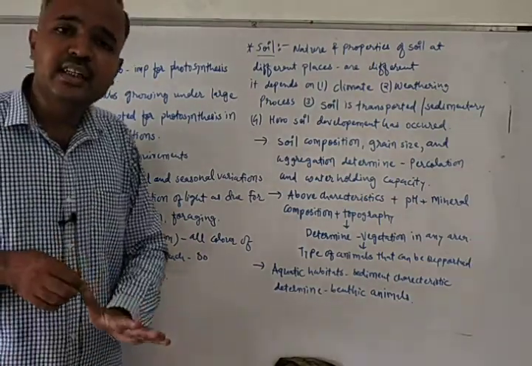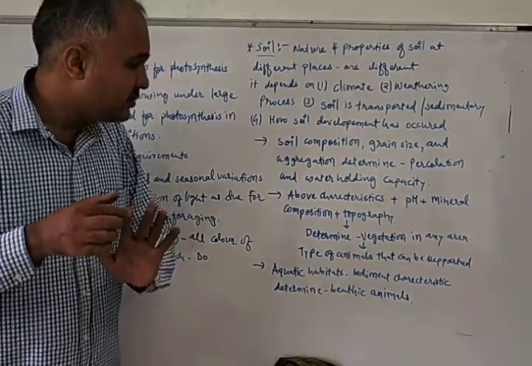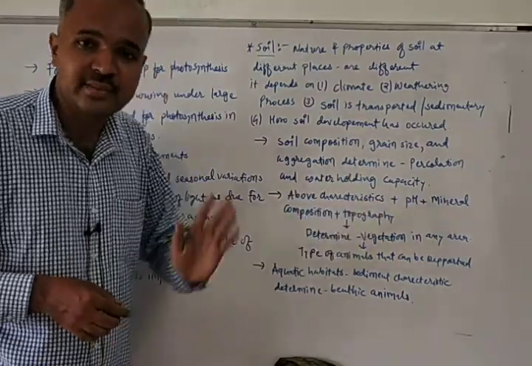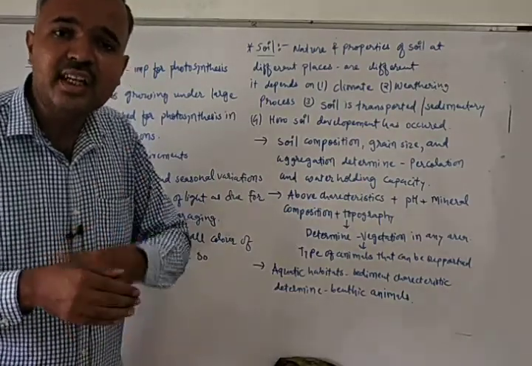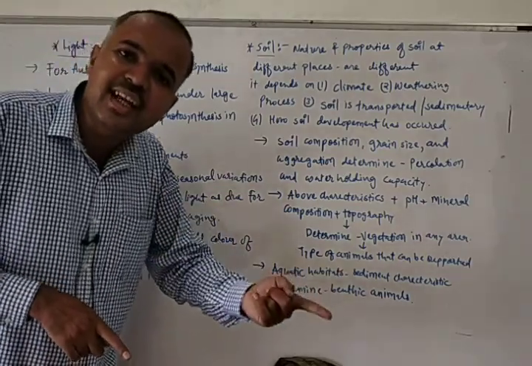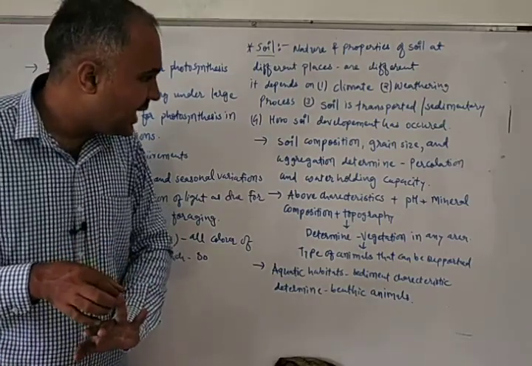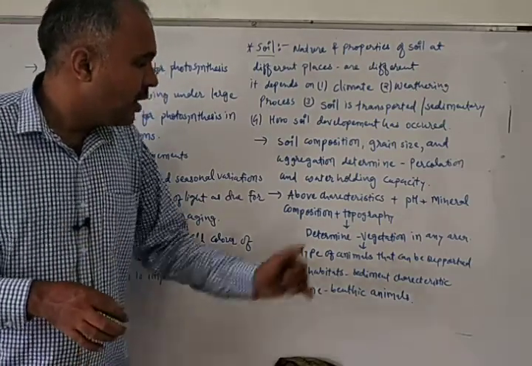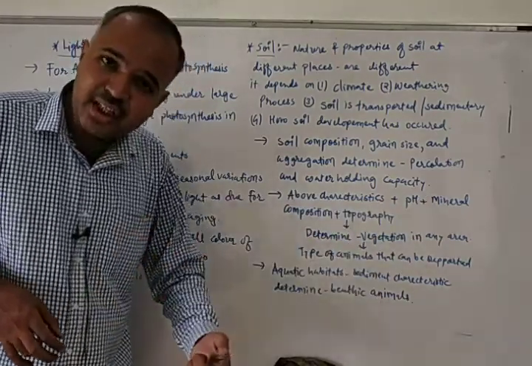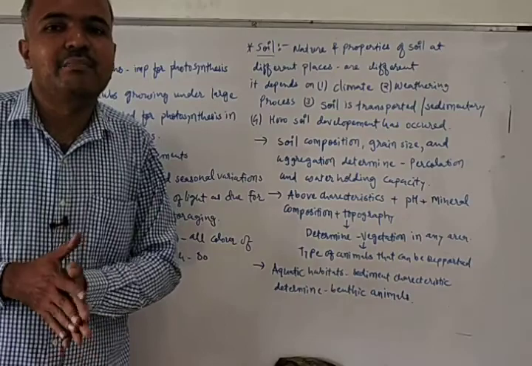So the type of vegetation will depend upon the pH, the topography, as well as the mineral composition, soil composition, soil aggregation and grain size. All these factors will determine the vegetation that can be supported by the soil, and vegetation in turn will determine the type of animals that can be supported on the soil.